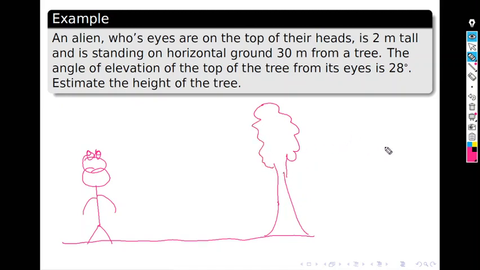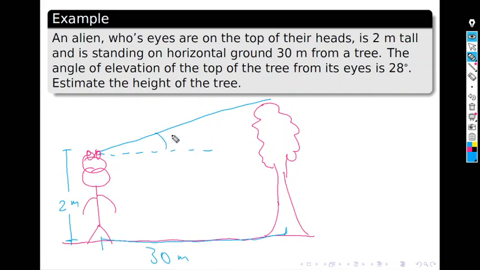Okay, let's just change color to draw in some stuff. So we want to draw in the fact, well, we know this alien is 2 meters tall. So up there, we got 2 meters. Then we know that they're also 30 meters from the tree. So this distance here, 30 meters. What else do we know? We know the angle of elevation to the top of the tree from the alien's eyes is 28 degrees. So let's draw ourselves out a horizontal and draw in here, and we got 28 degrees. There we go.